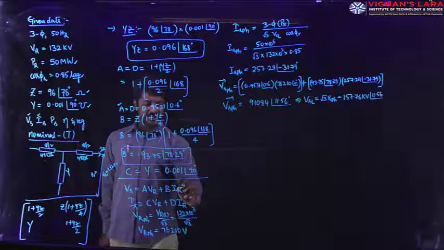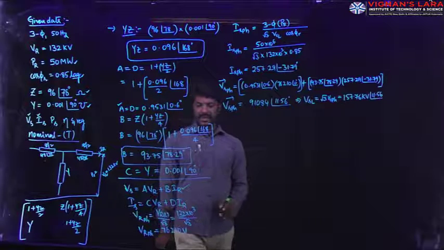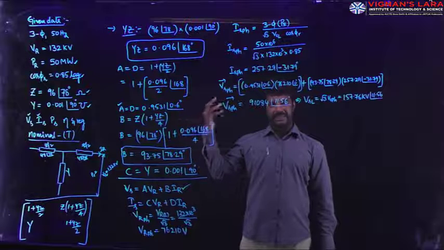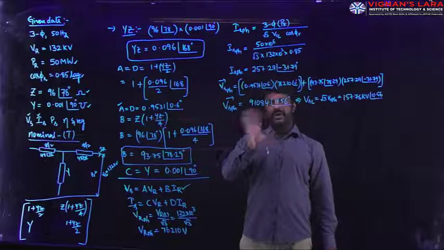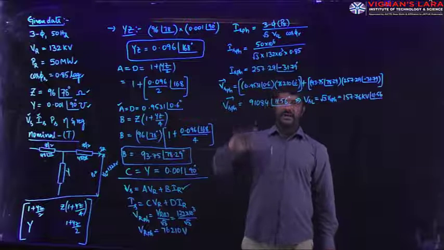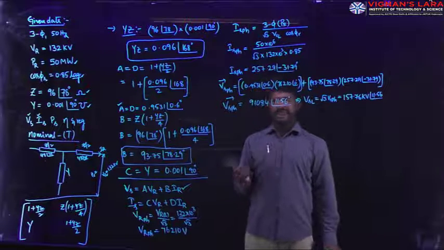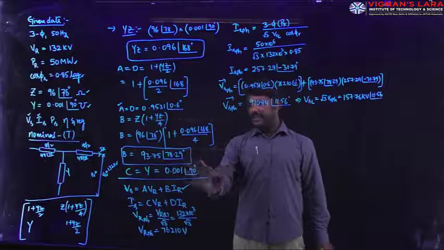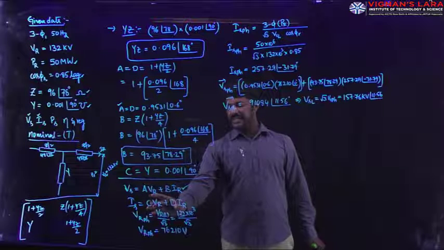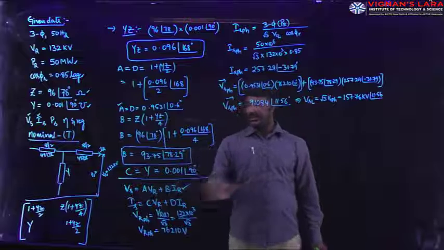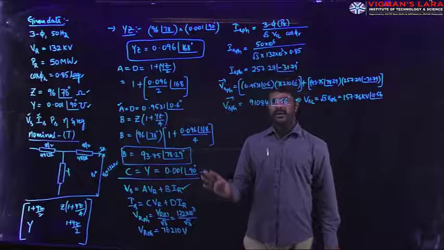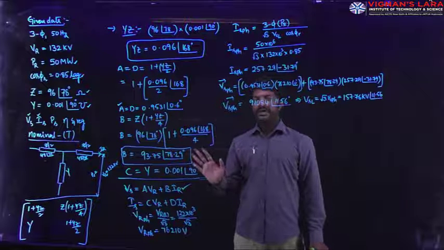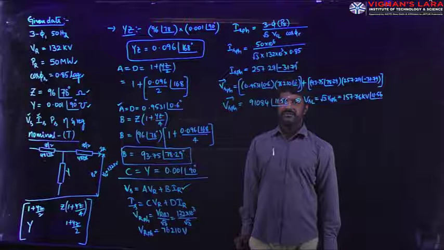We used the performance equation Vs is equal to AVR plus BIR. The same Vs we previously calculated in the analytical method by taking 2 KVLs and 1 KCL, or, if it is a nominal pi, 2 KCLs and 1 KVL. Like that, you had to take 3 calculations to get Vs. But now it is not like that. Once you get the constants A, B, C, D, you can directly get Vs. Therefore it is the simplest method. If the problem does not specify the method, you can directly go for the ABCD method instead of analytical analysis.